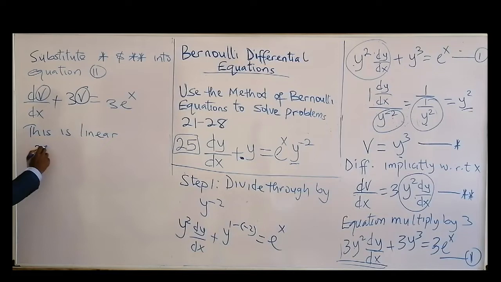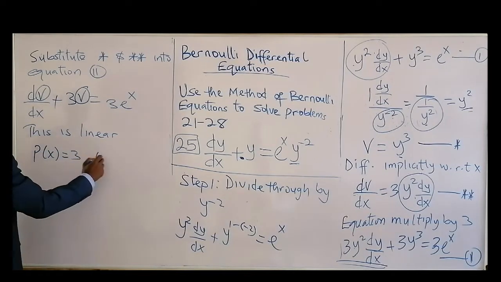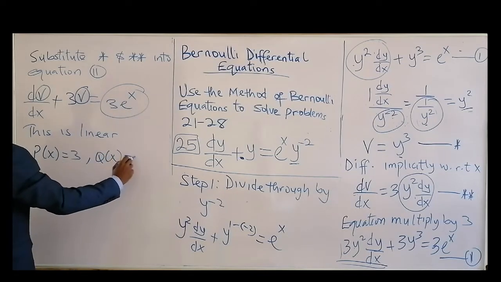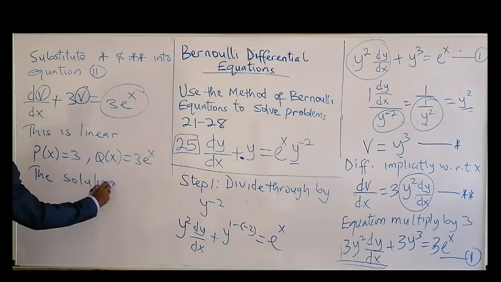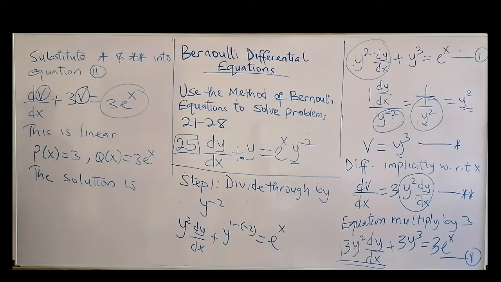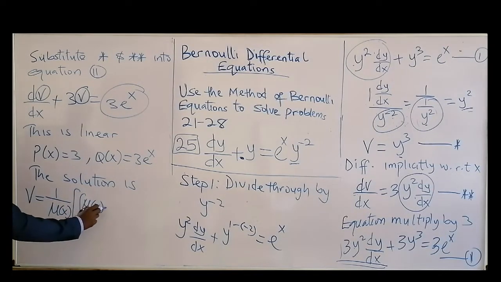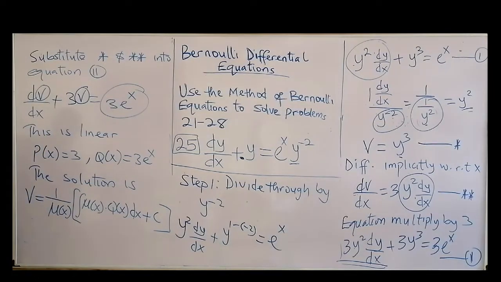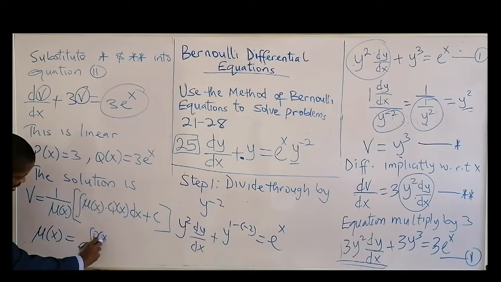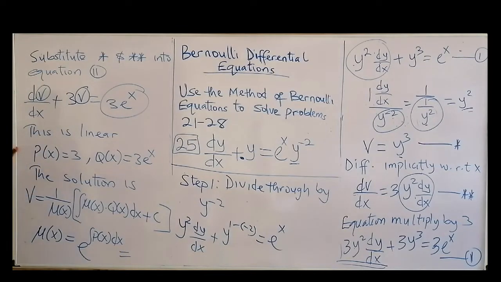Okay, so in that case now p of x is equal to 3, and q of x is this, that's 3 e to the x. Okay, so the general solution, the solution is linear in v. So that v equal to, it has a formula, 1 over integral factor, open bracket, integral factor times Q of x, then dx plus C. So that's the general solution. The integral factor is this. This is a formula for integral factor.